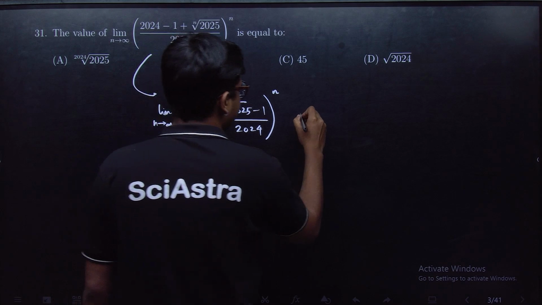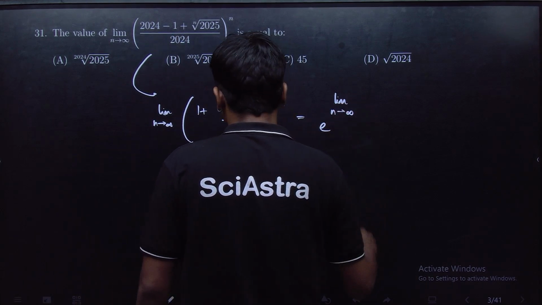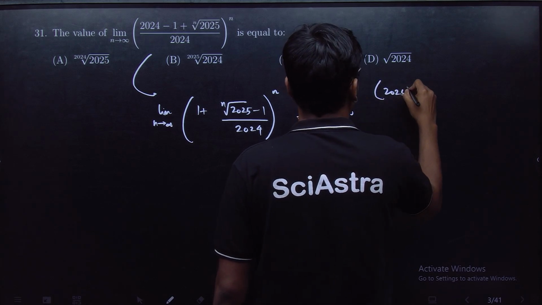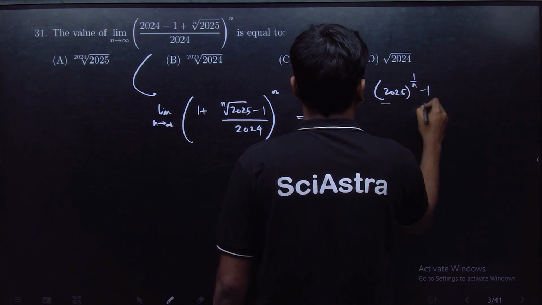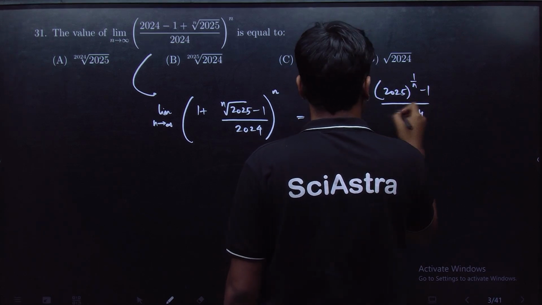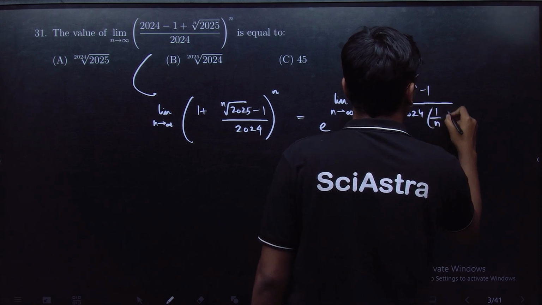And what is the limit of this? This is nothing but e to the power limit n going to infinity. What is this going to be? Nth root of, so basically 2025 whole to the power 1 by n minus 1 divided by n times 2024, right? Because this n comes to the denominator. So you get this, right? Sorry, 1 by this thing, so 1 by n.